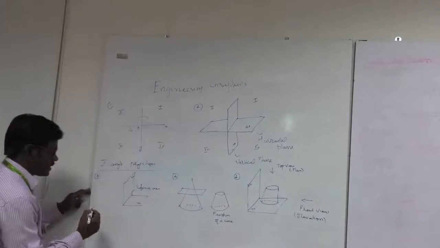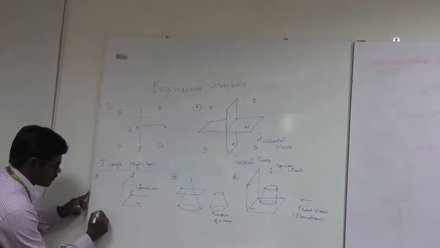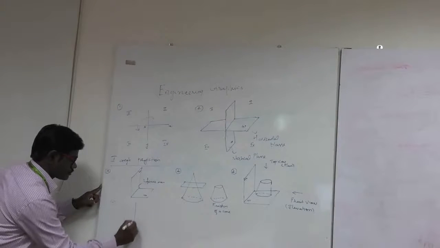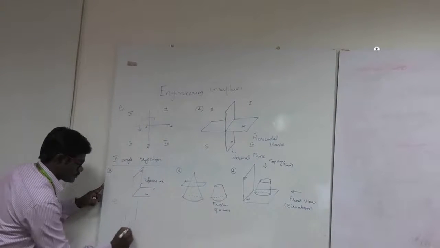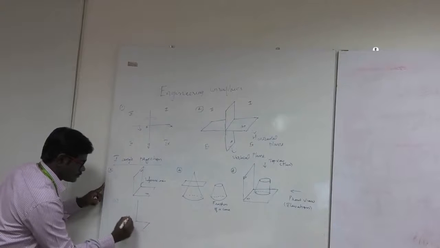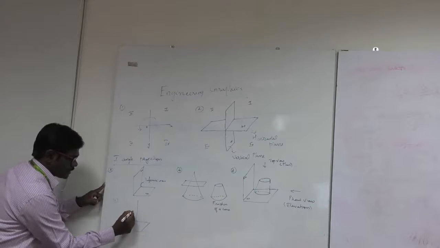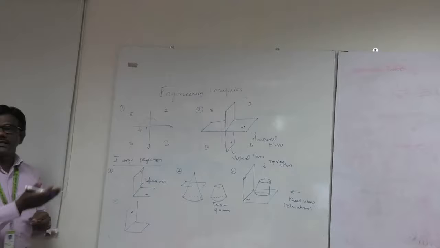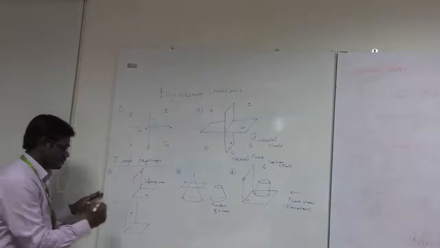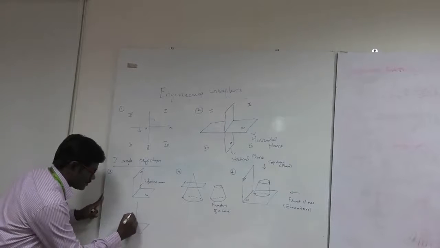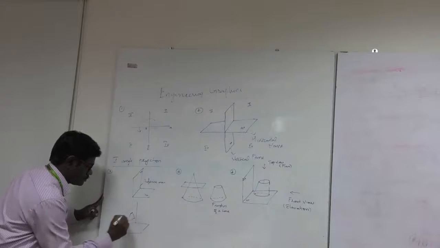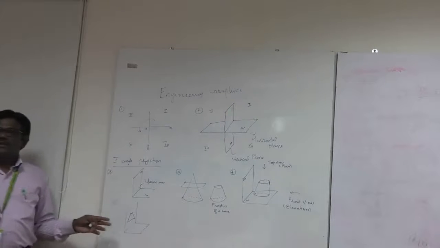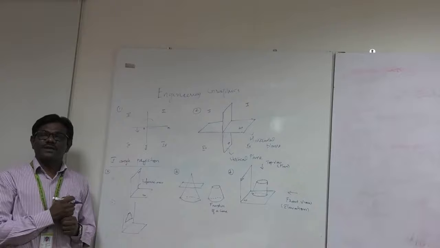So ultimately, what you'll get in the fifth step is a small line for the top surface and a bigger line for the bottom surface. This will be the front view or elevation.